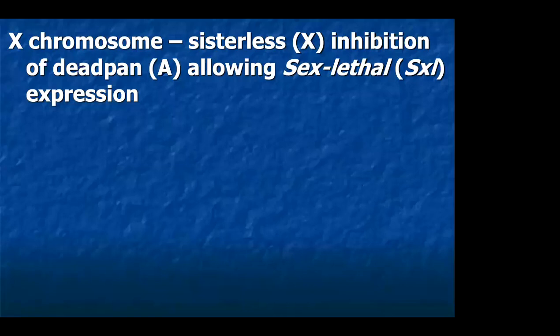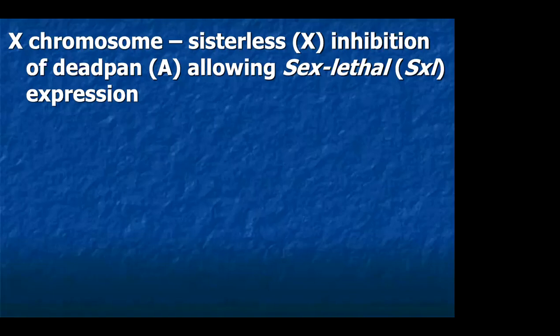There are 3 main components in the initial determination of sex in Drosophila, 3 main genes. There is sisterless, which is found on the X chromosome. There is deadpan, which is found on the autosomes. And there is a gene called sex lethal. It's the competition between sisterless and deadpan that determines whether or not sex lethal gets transcribed. Sisterless actually inhibits the effects of deadpan. The function of deadpan is to inhibit transcription of sex lethal.